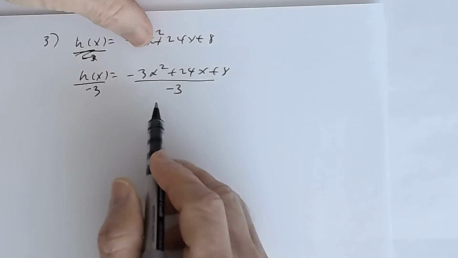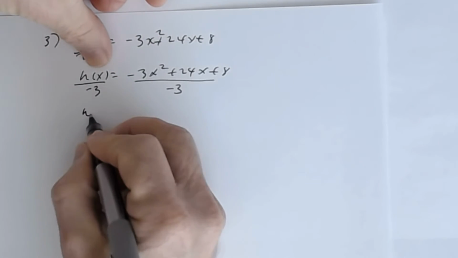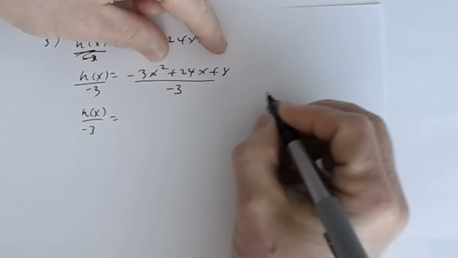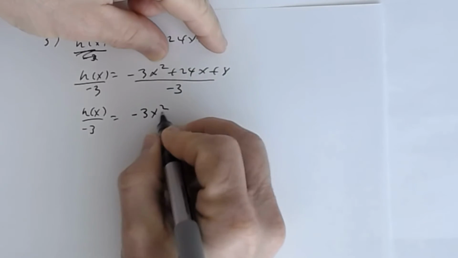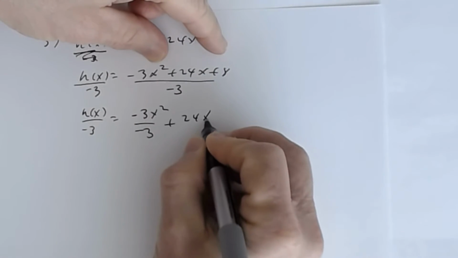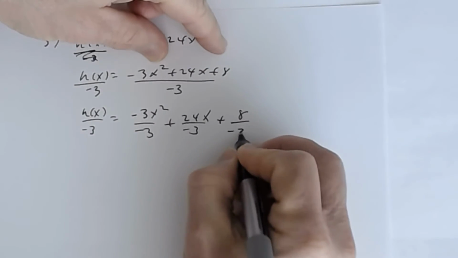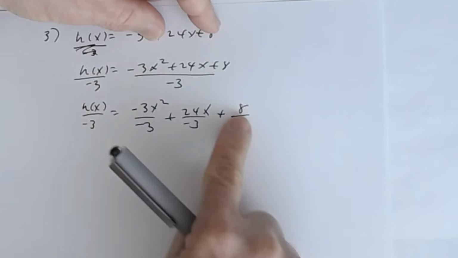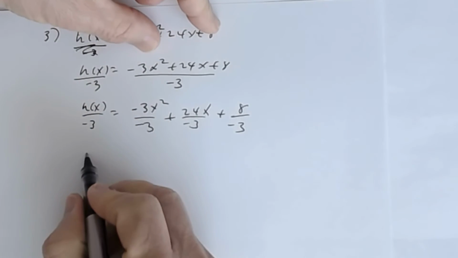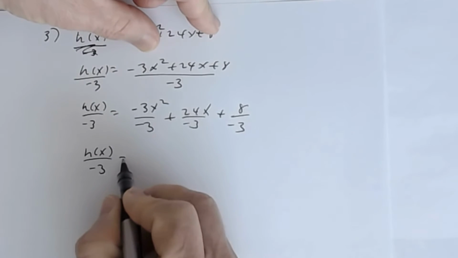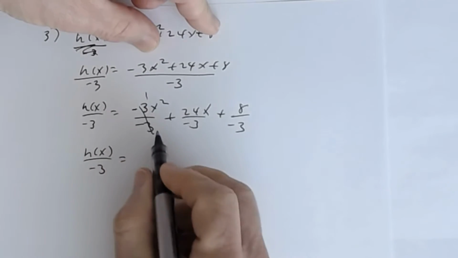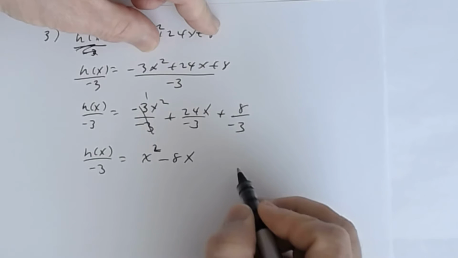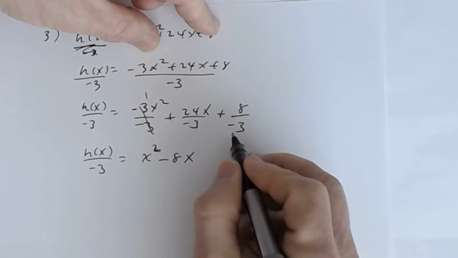Now we have h of x divided by negative 3, just rewriting this over equal. What we have here, I'm going to write it as negative 3x squared divided by negative 3, plus 24x divided by negative 3, plus 8 divided by negative 3. So you're dividing each of these terms by negative 3. Then we simplify as much as possible. So h of x divided by negative 3 equals negative 3 divided by negative 3 is 1, so I get x squared. 24 divided by negative 3 is negative 8, so I get negative 8x. And then a positive divided by negative is a negative.